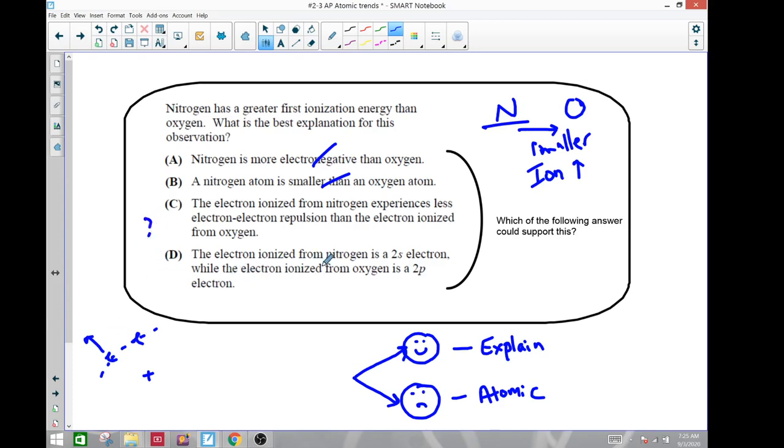Electron ionized from the N2 was an S2 electron. No. The S2 is a higher energy electron, so it would not be the first one to be removed. So this one definitely is out. The electron ionization from the oxygen is a 2p, they're both 2p's. All right. So that one's out for sure. So sometimes on these guys, you gotta read them all and eliminate ones, and then pick the one that's the best.